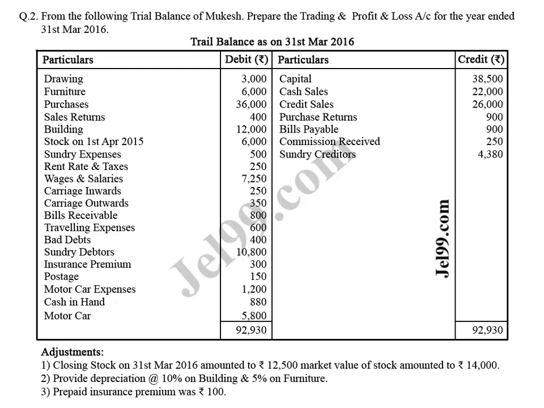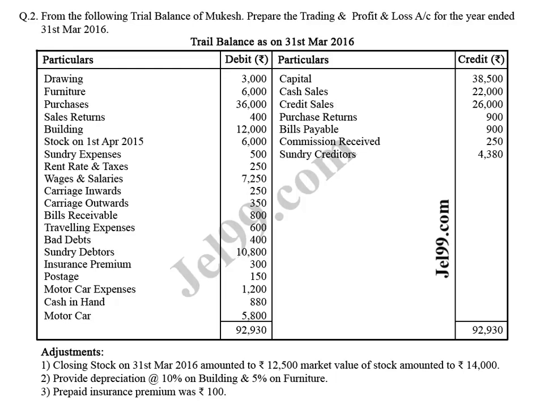Sundry expenses of rupees 500. This is shown on profit and loss account. Rent rates and taxes of rupees 250. This is shown on profit and loss account. Wages and salaries of rupees 7,250. This is shown on trading account. Carriage inwards of rupees 250. This is shown on trading account. Carriage outwards of rupees 350. This is shown on profit and loss account.